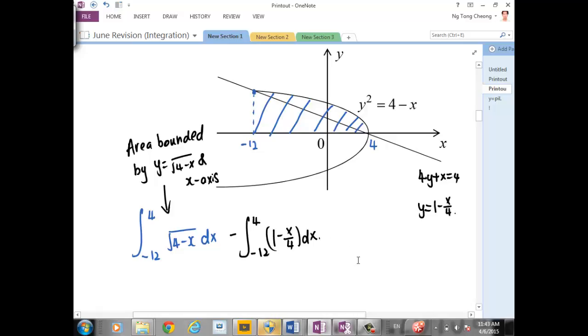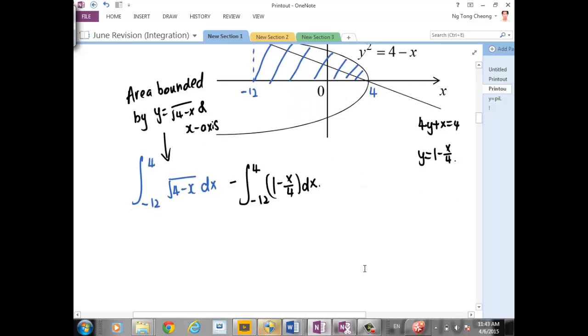Okay, and that's it. That's the area of the region. Which I think most of you should have realized, that actually I'm just using the graph on top minus away the graph below. So it's perfectly fine if you want to combine these two together.